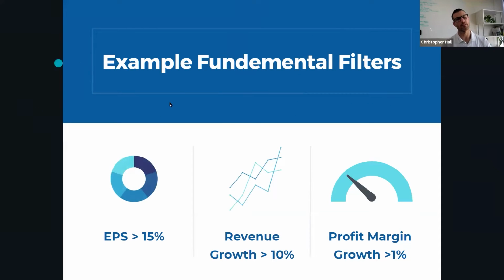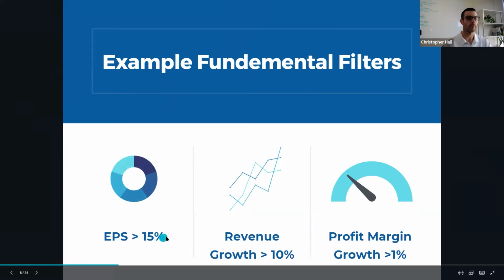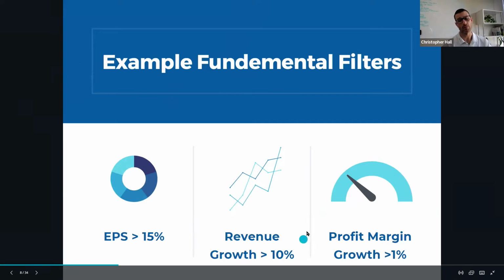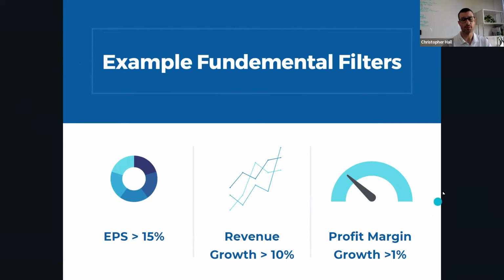Some examples of those fundamental filters are earnings per share growth of over 15% per annum. This is coming out of Mark Minervini's book in the summary. So we've got revenue growth of over 10% per annum, and then profit margin growth of over 1%. We apply these filters on a weekly basis when we're having a look at high momentum and high velocity companies. So you can come back and have a look at those videos that come out on Fridays and Saturdays.